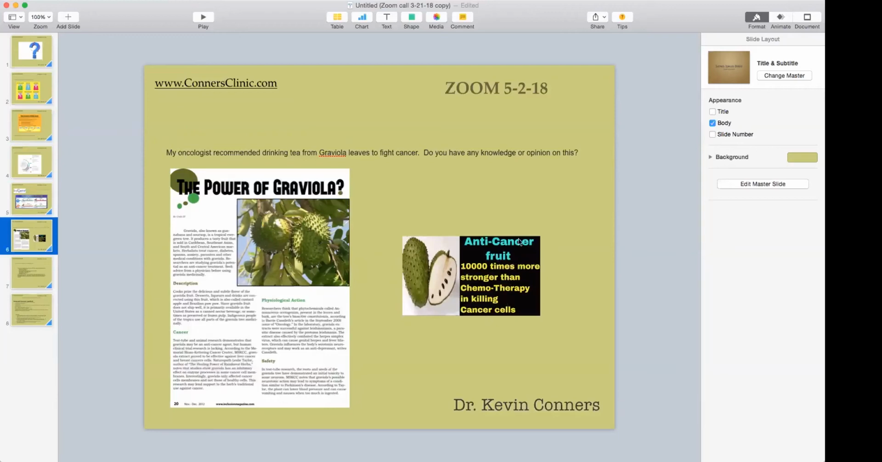If you could put cancer in a petri dish and then put graviola in there, it would probably kill it. But if you put cancer in a petri dish and just left it for a few days, it would probably die too. So you've got to be careful of these kinds of things. That's all I'm saying.